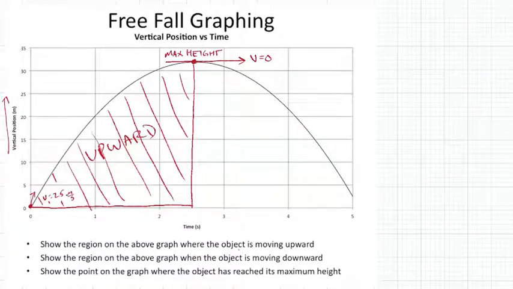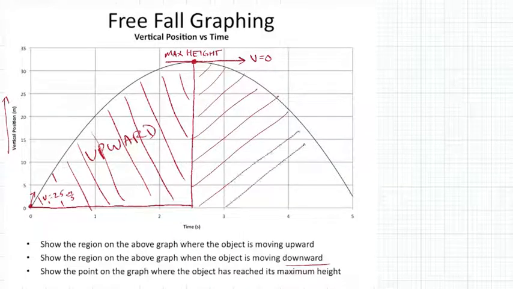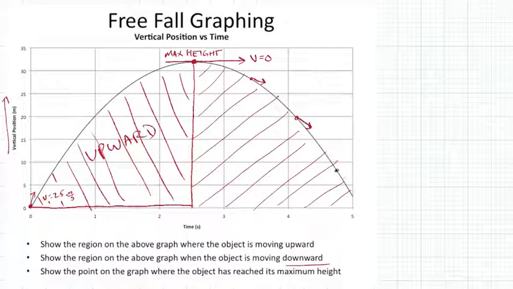And now the second half of that is where it's moving downwards. This is the downwards part of our trajectory. We've got slope getting more and more negative. And on a position versus time graph, the slope is the velocity. So the velocity is getting more and more negative over time. And of course, we've already illustrated where we have our maximum height right here.